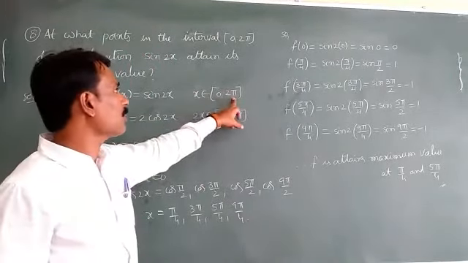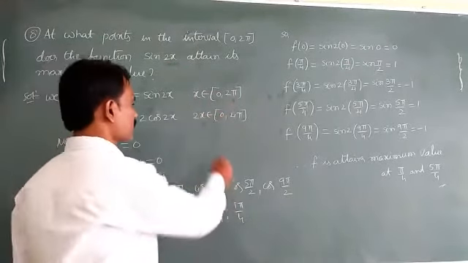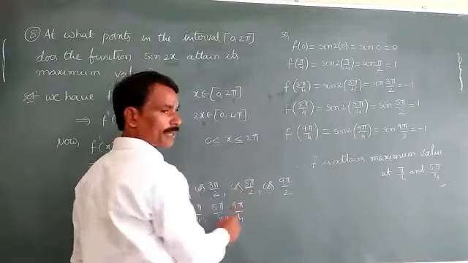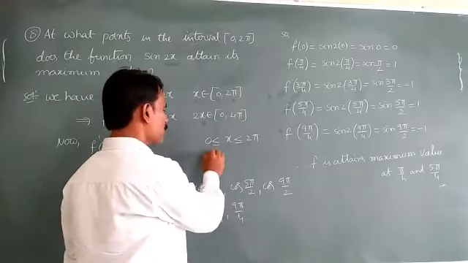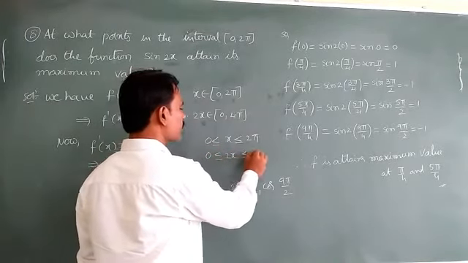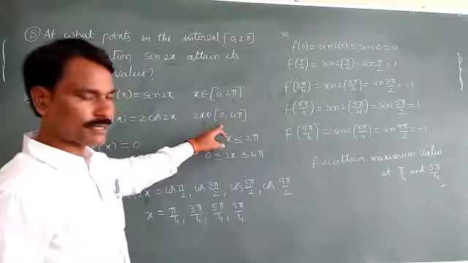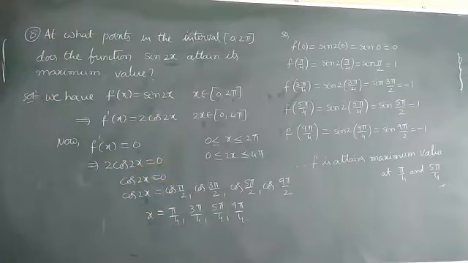X belongs to [0, 2 pi], and he is asking about 2x. That means 0 is less than or equal to x less than or equal to 2 pi, and for this inequality multiply by 2. 0 less than or equal to 2x less than or equal to 4 pi will come. That I have written here. Okay, guys, just take this concept and note it down.